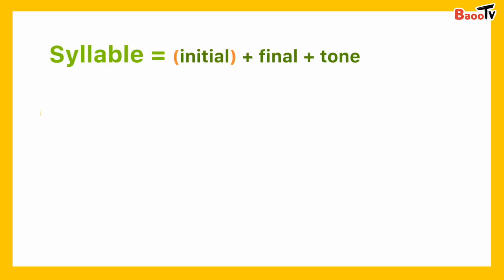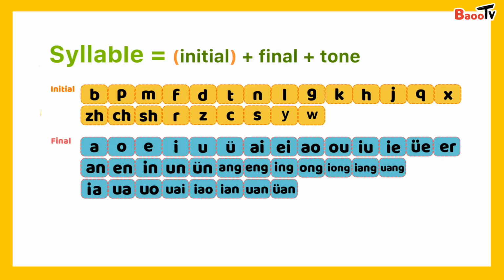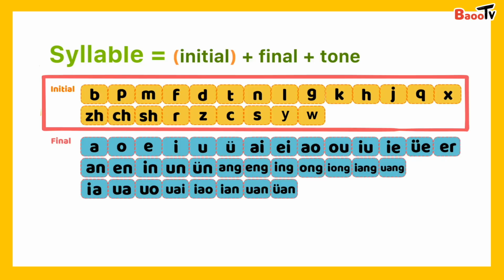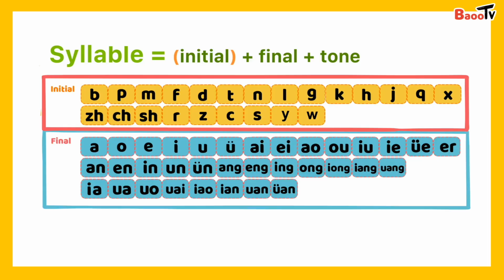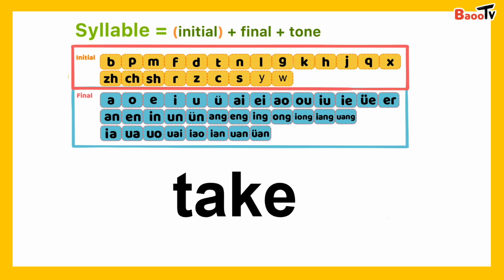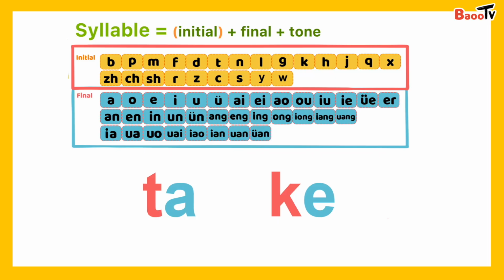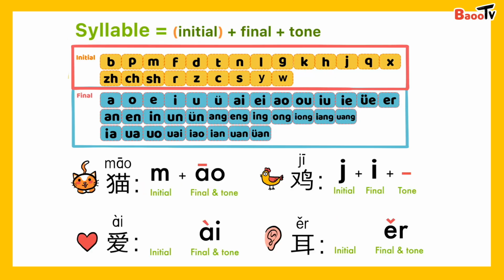Syllables are composed of initial letters and final letters. Initial letters can only be put at the beginning of the syllable to start the sound, and the final letters follow behind to finish the sound. If we put the English word take in Chinese, it would be two syllables, ta and ke, because both T and K are initial letters, and they can only be put at the beginning of a syllable. Let's see other examples.